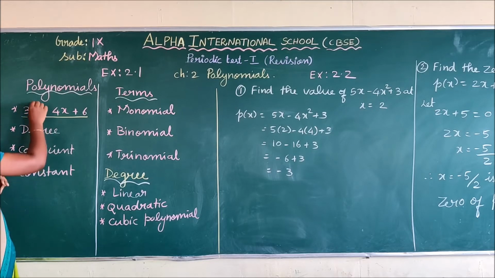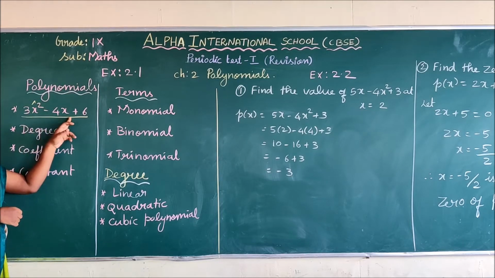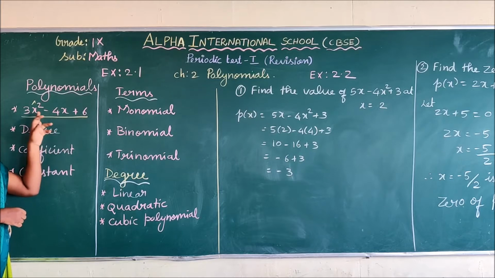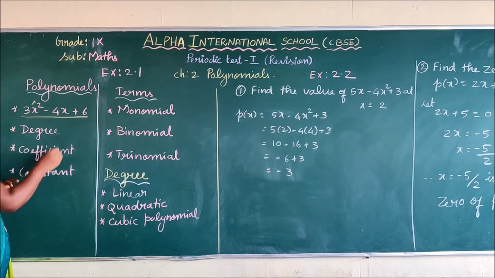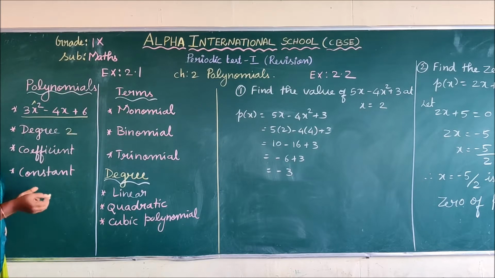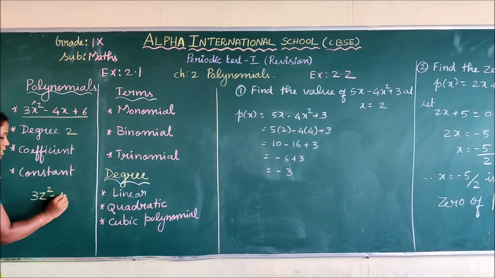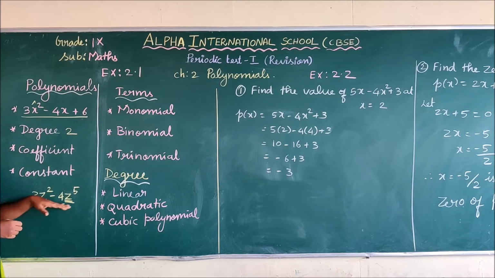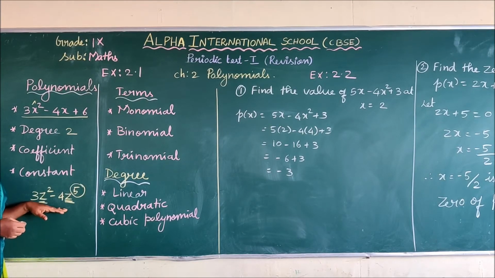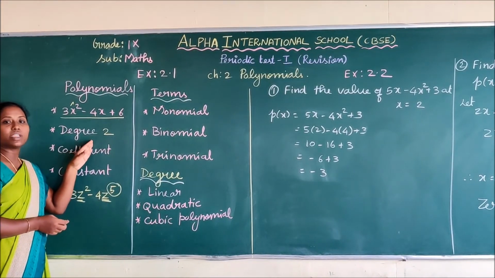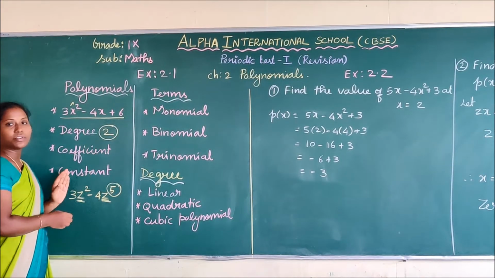What is a variable? See here, x. For example, I have written a polynomial 3x square minus 4x plus x. Here x is the variable. What is the highest degree of the variable? 2. So the degree of the polynomial is 2. If you take another example, 3z square minus 4z power 5, this is also a polynomial. Here what is the variable we are using? z. Isn't it? What is the highest power of the variable? It is 5. So the degree of the polynomial is 5. So the highest power of the given variable you have to take as the degree of the polynomial.